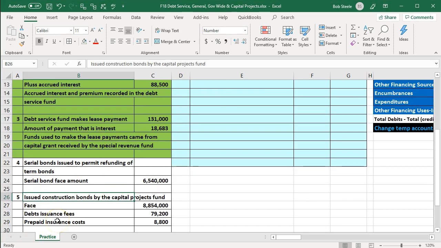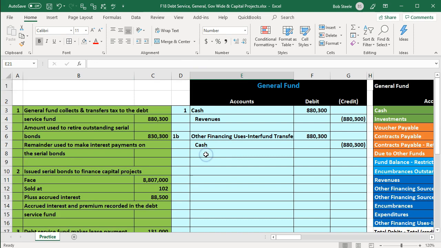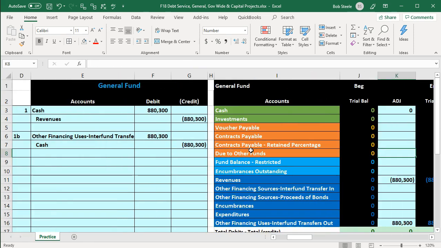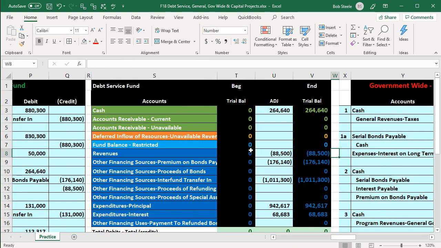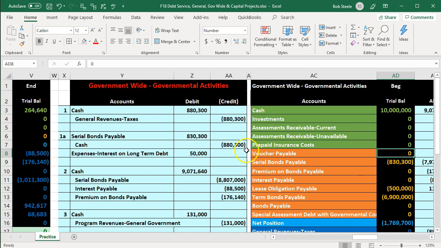Number 4 says that serial bonds issued to permit refunding of term bonds. The serial bond face amount is going to be $6,540,000. So we're going to issue serial bonds, and then we're going to issue them in order to fund the bonds that had priorly been issued. So we'll pay off those prior funds. Let's first take a look at this in the government-wide activity, the one that will be most familiar to us, or on an accrual basis.